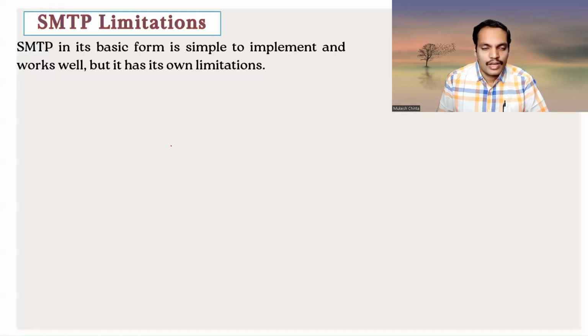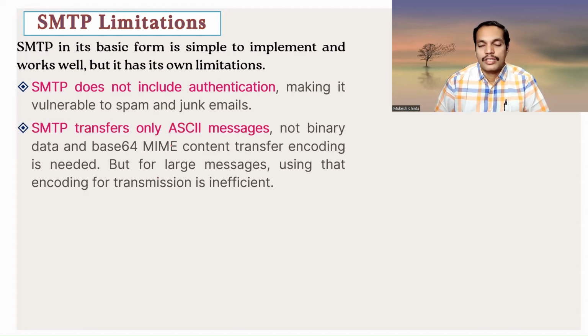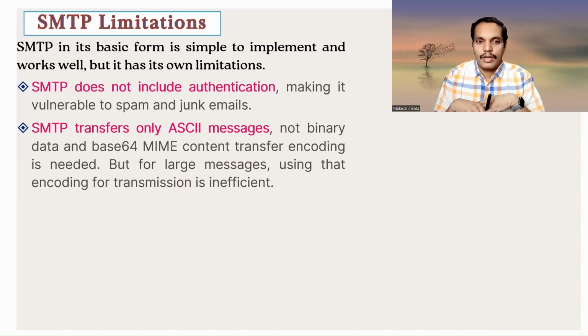What are the limitations? SMTP in its basic form is very simple and can be implemented easily, but there are some certain limitations with the original SMTP standard. The first one being, it does not include any authentication. Once it does not have any authentication, there is a huge scope for junk and spam emails. The second limitation is it only transfers ASCII messages. It does not transfer binary data.